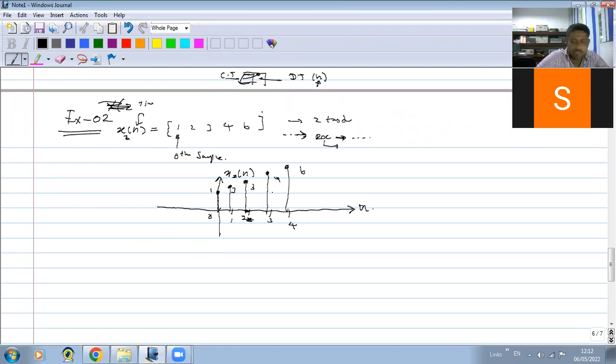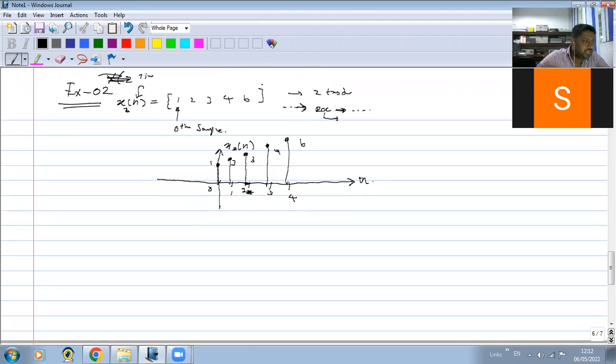Correct? Okay, so now you have to find the Z transform. Let's take x. Here we have n, not from minus infinity to plus infinity, so this is also a finite sequence. You can see that this is also a finite sequence.